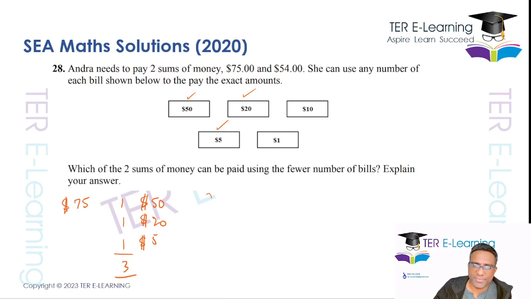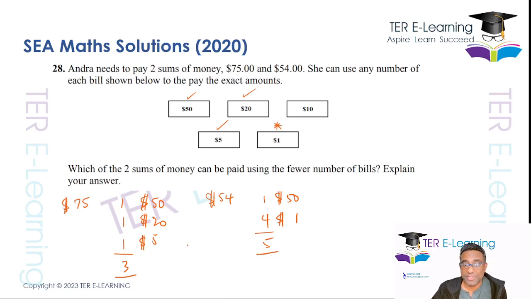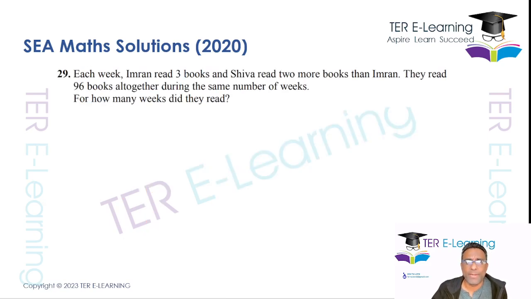In the case of the $54, what can we start with? We can start with the 50 again, so one $50 bill. And you want to get $4. So the only way you're going to get $4 is by using four $1 bills. So you need 4 bills here in order to make that happen. So the total number of bills for that scenario is going to be 5. So therefore, the answer is going to be the $75, because with the $75, all we need is 3 bills to make that happen. So that's 28.